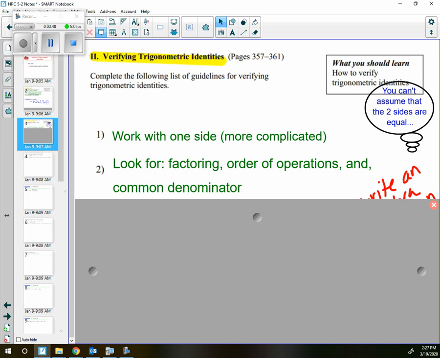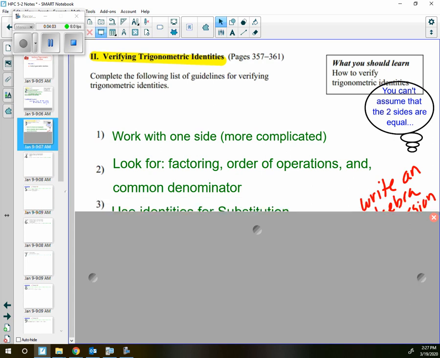Another thing, look for some basic algebra things to do. Things like factoring, order of operations. Are there things I can do? Multiply, subtract, whatever it is. And getting a common denominator. Quite honestly, if we have fractions, a lot of times, because these are trig identities, we have a lot of fractions, we can look for getting a common denominator.